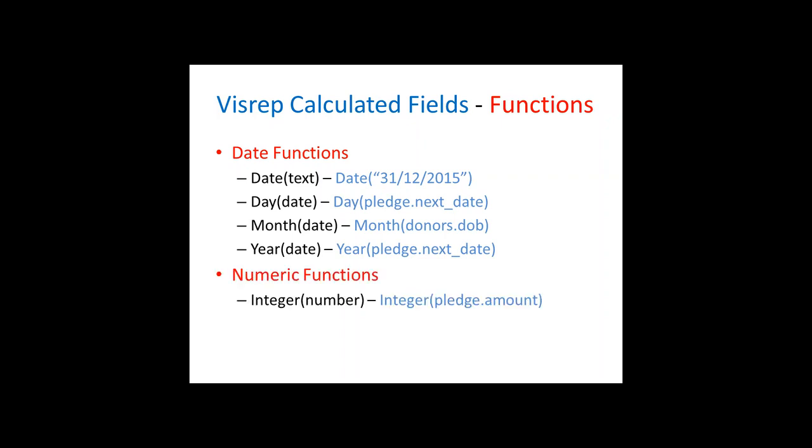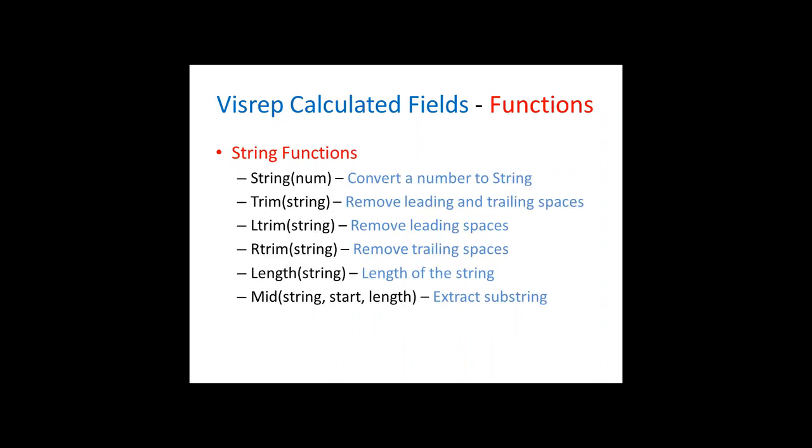In terms of numeric functions, we've got integer, which will basically take an amount and strip it of any trailing decimal points. So if you do a division or calculation that might end up with 2.56, if we turn that into an integer, that then just becomes the 2. And we can convert a string into a number as well.